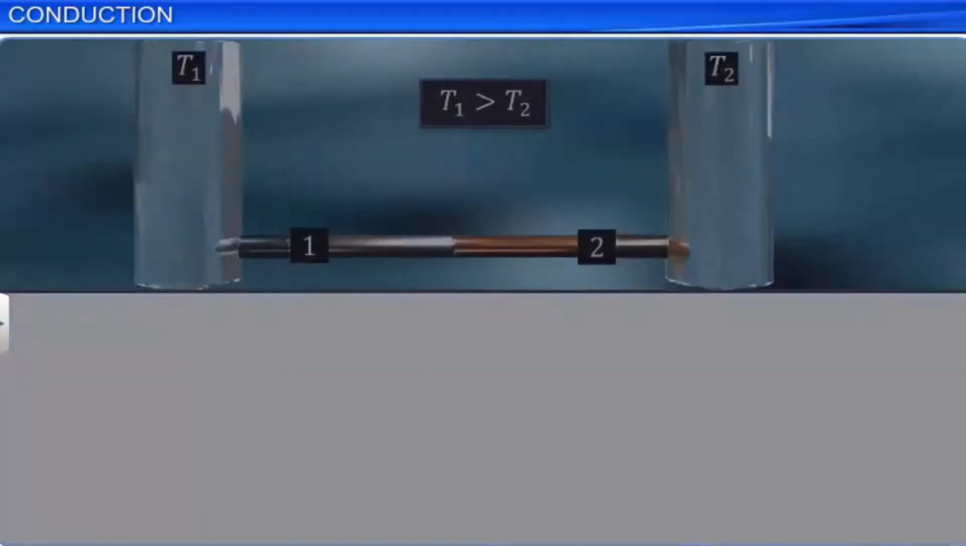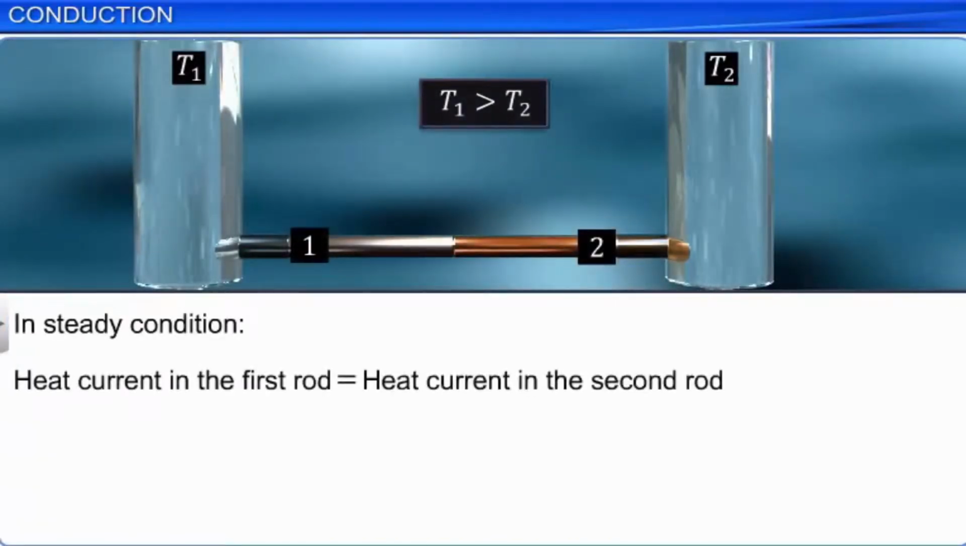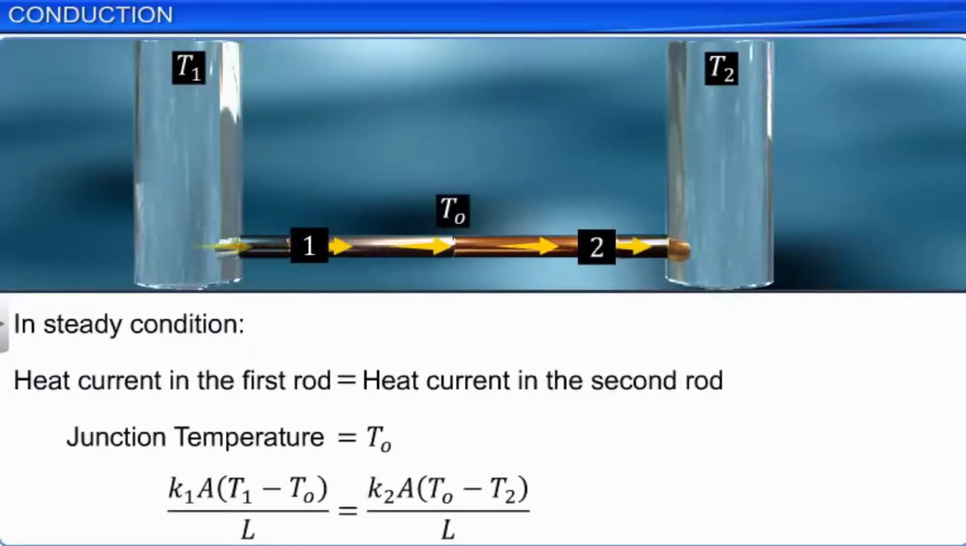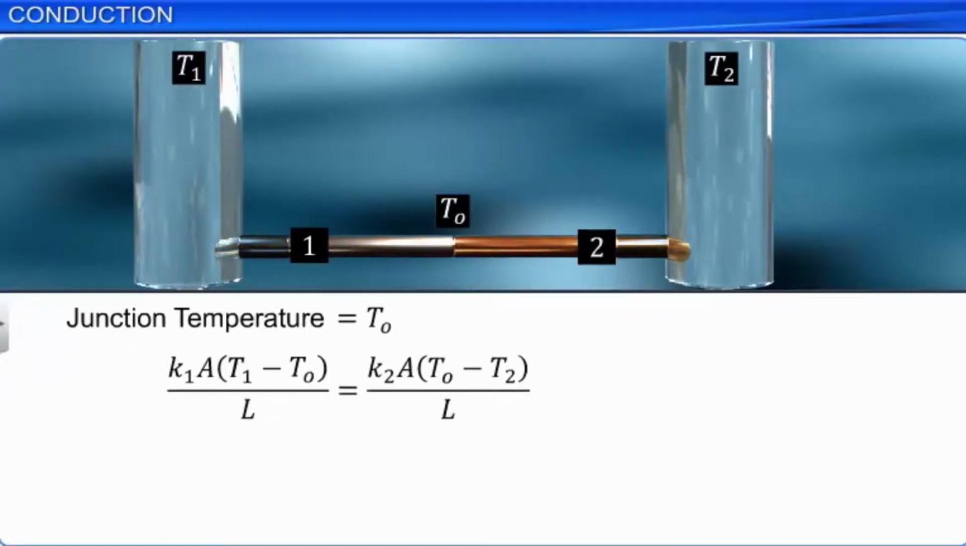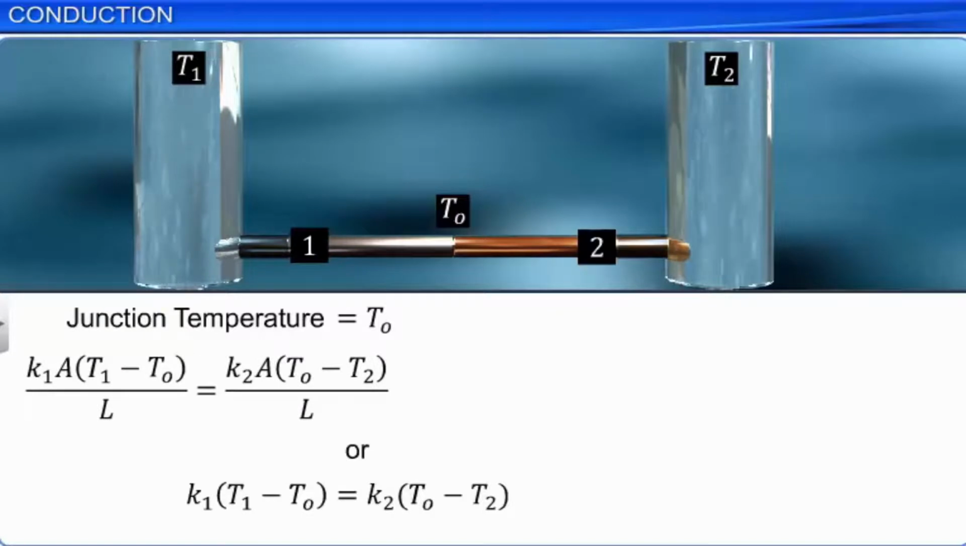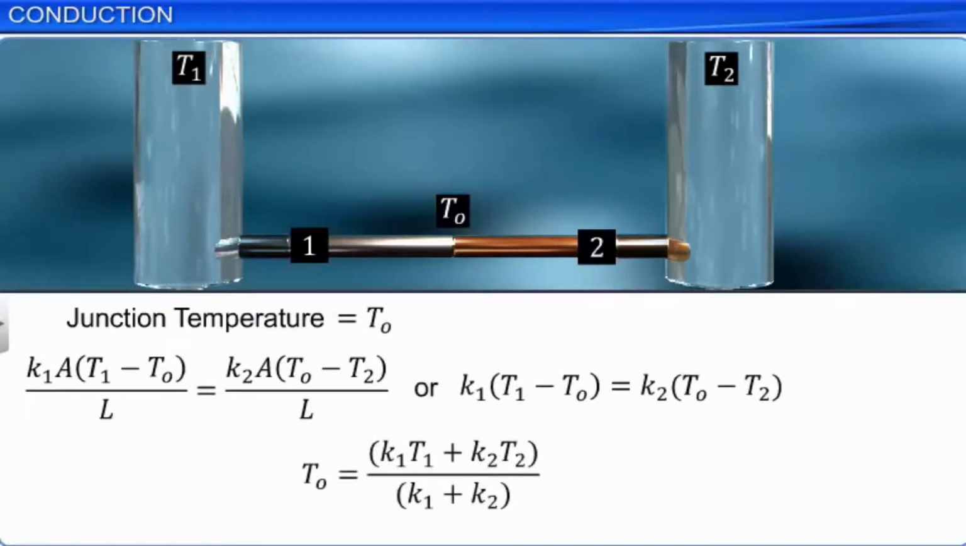In a steady state, heat current in the first rod is equal to heat current in the second rod. If the junction temperature is T0, then K1A into T1 minus T0 by L is equal to K2A into T0 minus T2 by L. Or K1 into T1 minus T0 is equal to K2 into T0 minus T2. The junction temperature T0 is equal to K1 T1 plus K2 T2 by K1 plus K2.